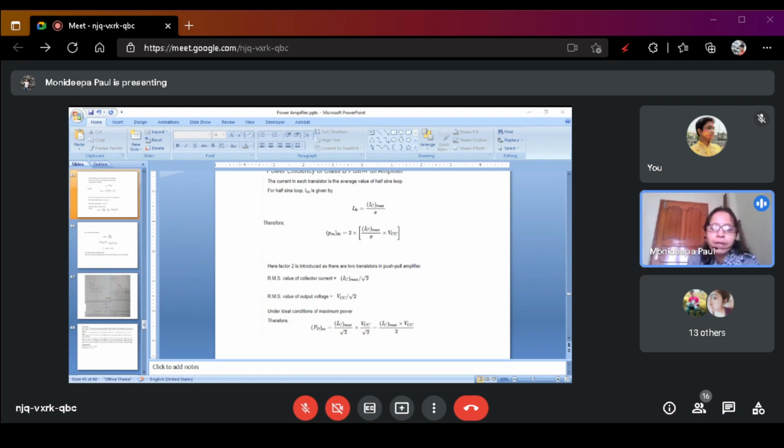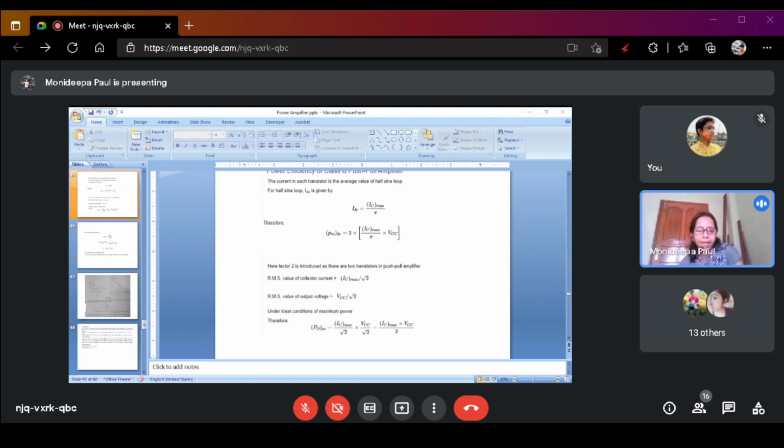You get the value of IC RMS? Yes, ma'am, 0.53. Okay. Then you convert the VCC in RMS form. So VCC is given, I think that is 12 volt. So VCC RMS is equal to VCC by root 2.